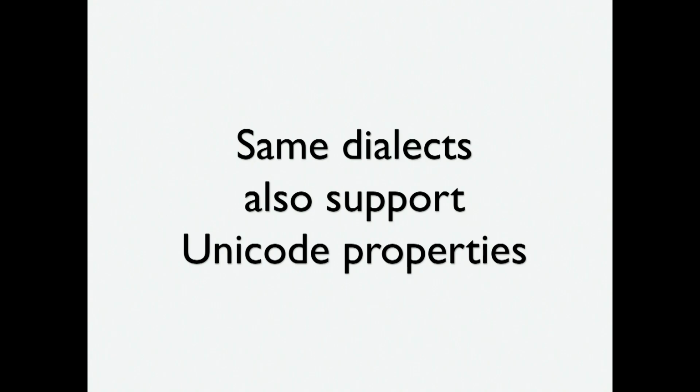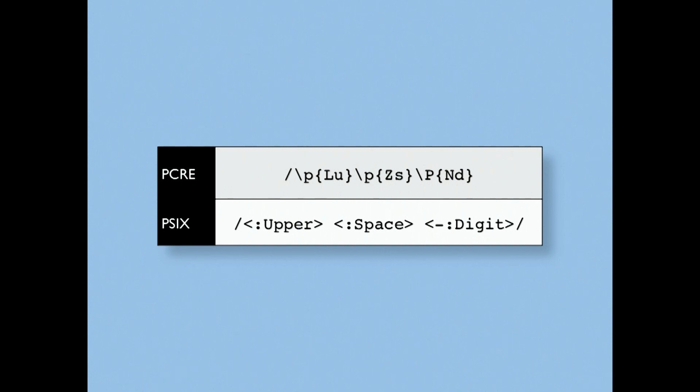The dialects that provide this also allow you to use full Unicode properties. So you could write something like this. You could say, I want the property that it is an uppercase character followed by a space character followed by not a digit character. And these, of course, would not just match ASCII uppercases and spaces and digits, but the full Unicode range of those characters as well.